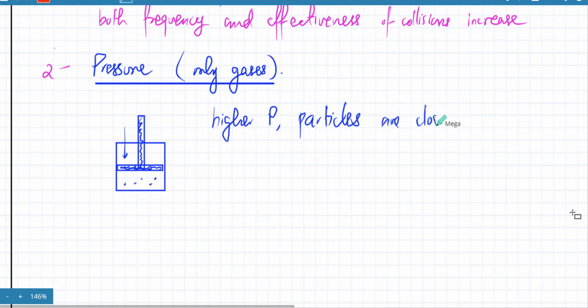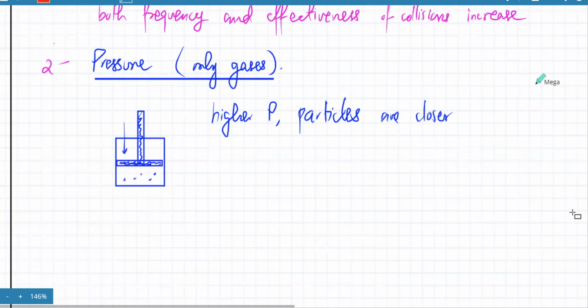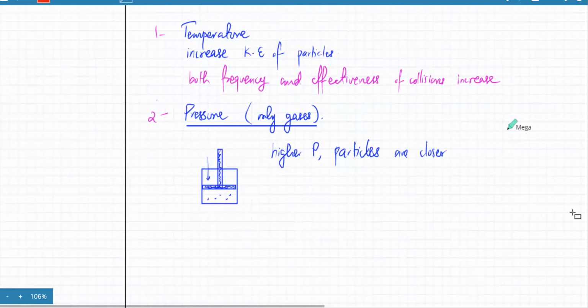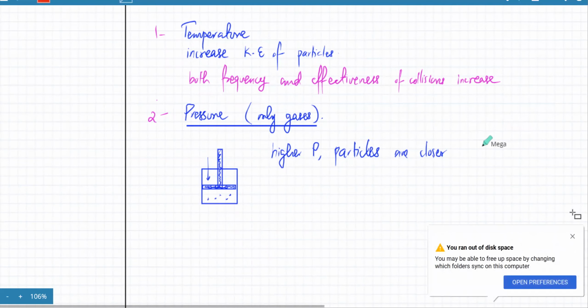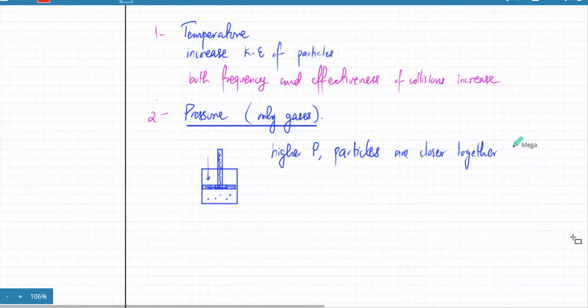and remember, these small points are very important. A lot of people are very bad at expressing this. They obviously know it, but you have to use the correct terminologies when you're answering questions. So particles are closer together. So what happens, effectiveness or the frequency of collisions? Frequency. So it's only the frequency, because the particles are not more energetic, so they're still bumping into each other with the same force. The only thing is they're closer together, so there are more frequent collisions.